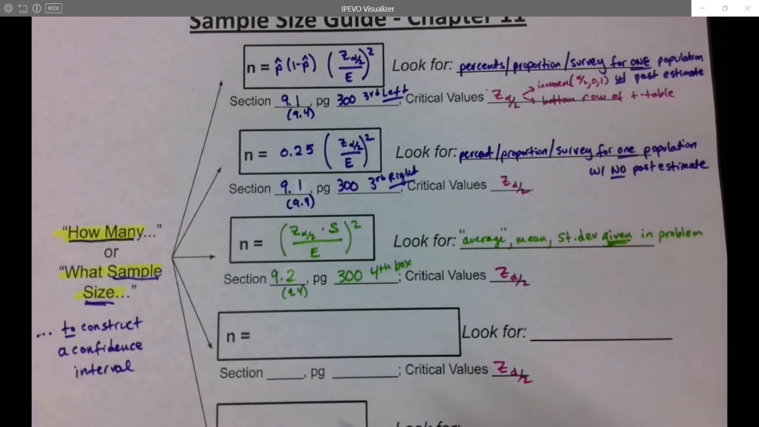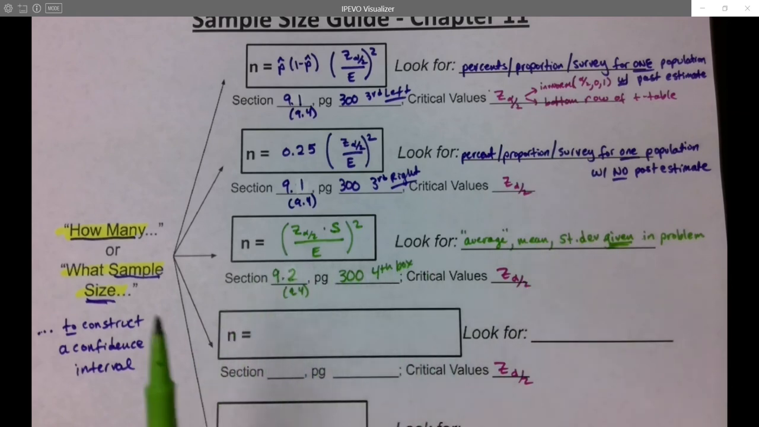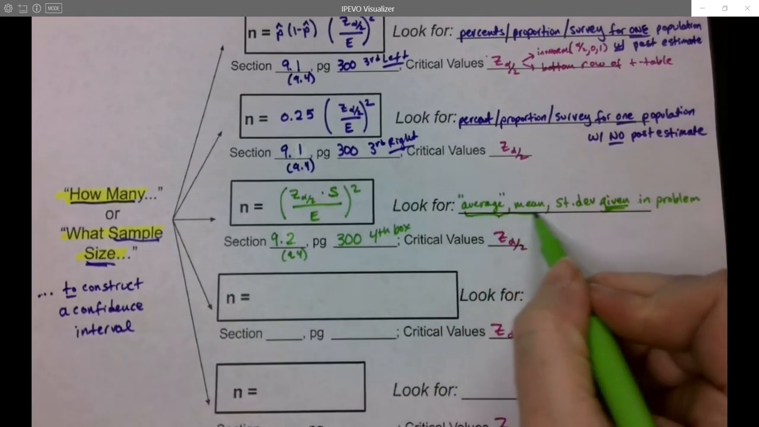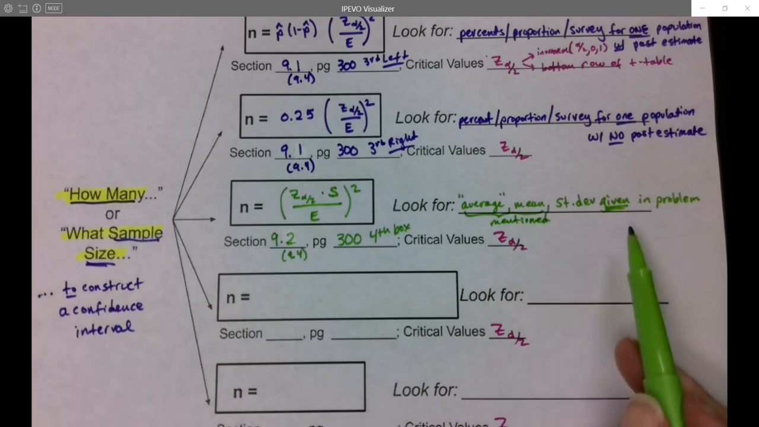None of the rest of these have standard deviations. If you see a standard deviation, that's a sample size question, this is the one. This is the only one. The rest of them are all for proportions. This one's the only one that'll have mean mentioned and standard deviation given, right? So it'll talk about these two. So these will be mentioned, but the standard deviation will be straight up in the problem somewhere.